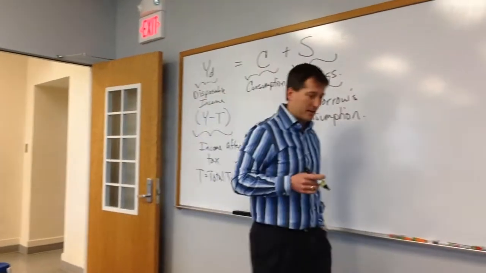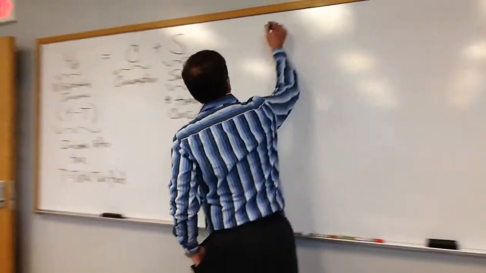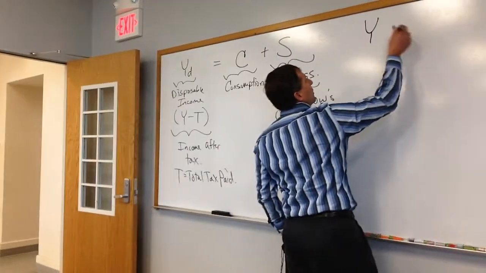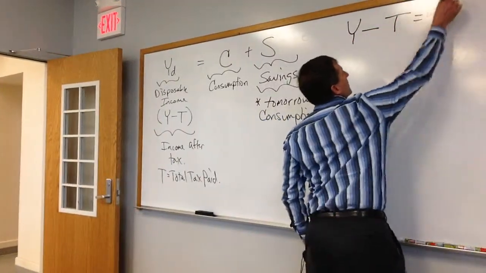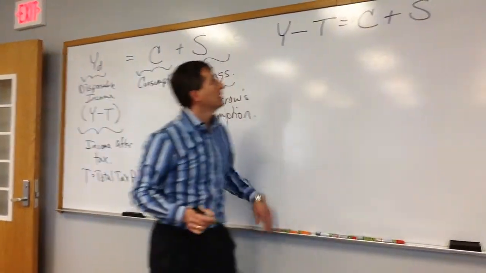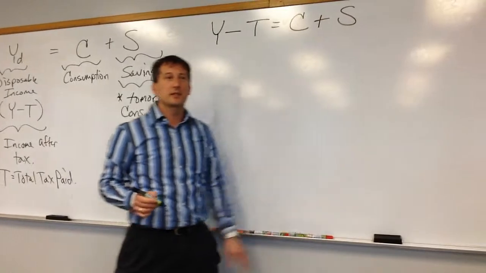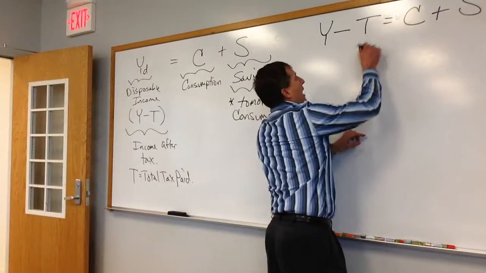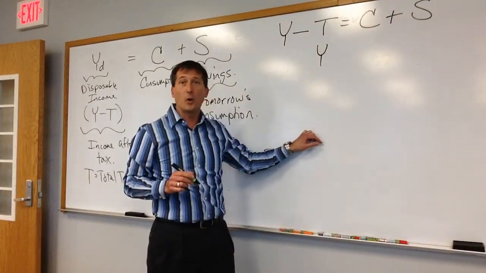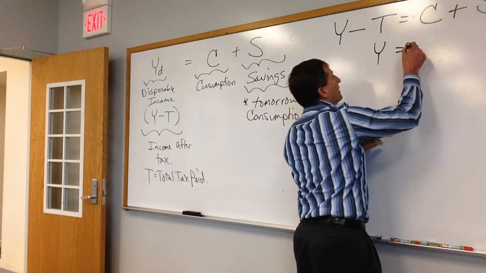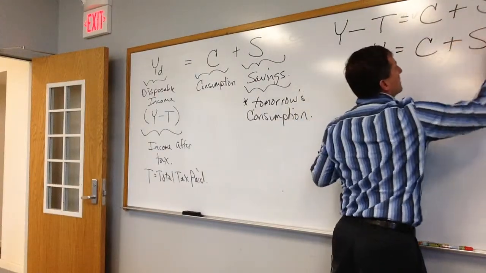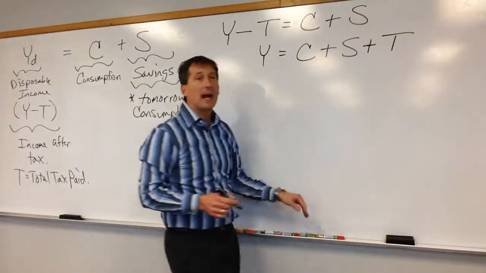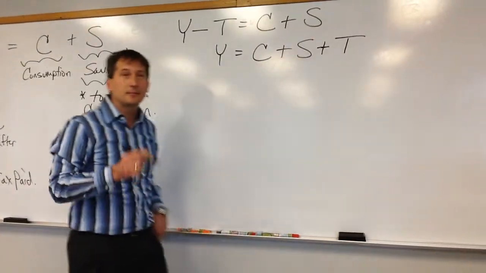All right. Now, let me just try to clean that up here. So Y minus T equals C plus S. Disposable income equals consumption plus savings. Or we can think about how we spend our gross income before tax by doing a little math and throwing the T over to the other side. Consumption plus savings plus the amount we spend or give to the government in terms of tax. So C plus S plus T.